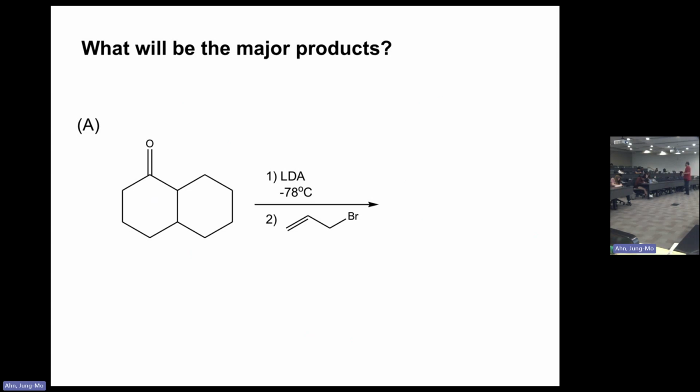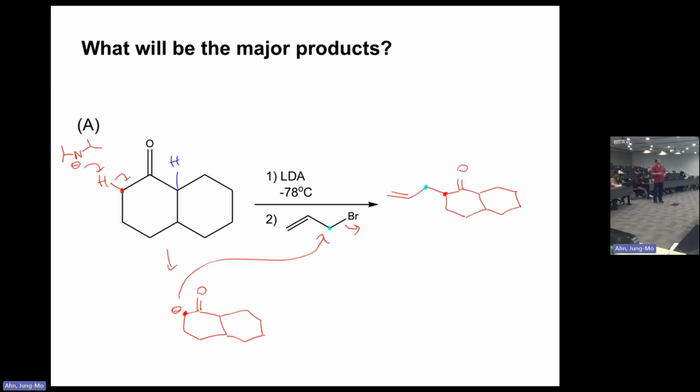But LDA is a bulky, strong base at low temperature. It's not going to go after the most crowded side. It's going to go to the more open side because that's easy to access. So this proton is the one that gets taken by LDA. We call it an enolate. It's called a kinetic enolate. Right? The kinetic enolate will be formed, and that will attack this alkyl halide, allyl bromide there. And then that allyl group is connected to this position.